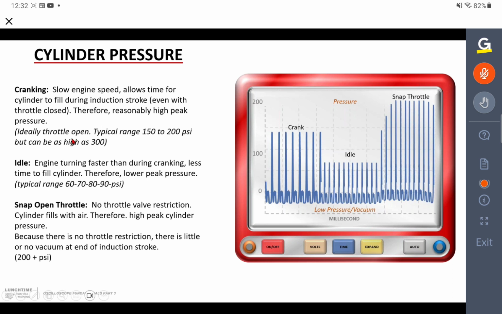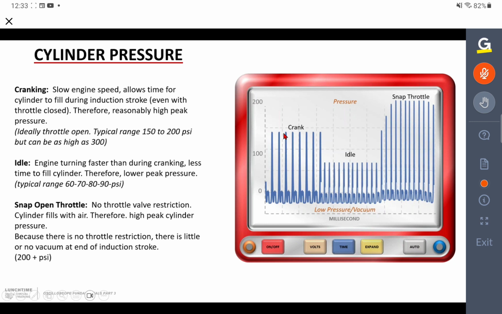Now, ideally, we open the throttle because that gives you a better idea of what the highest pressure level is going to be in the cylinder, certainly under cranking. And in the example we're showing here, we're looking in the region of about 150, maybe up to 200 psi during cranking. And that's partly because we're going so slow and there's plenty of time for the cylinder to fill up.